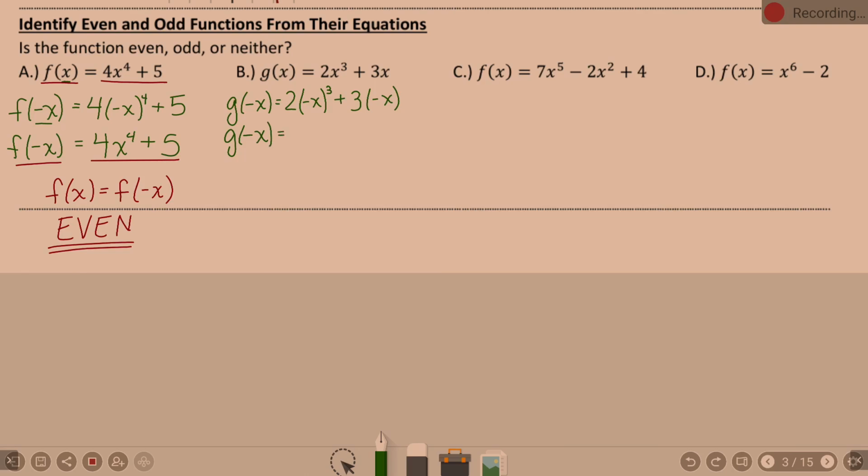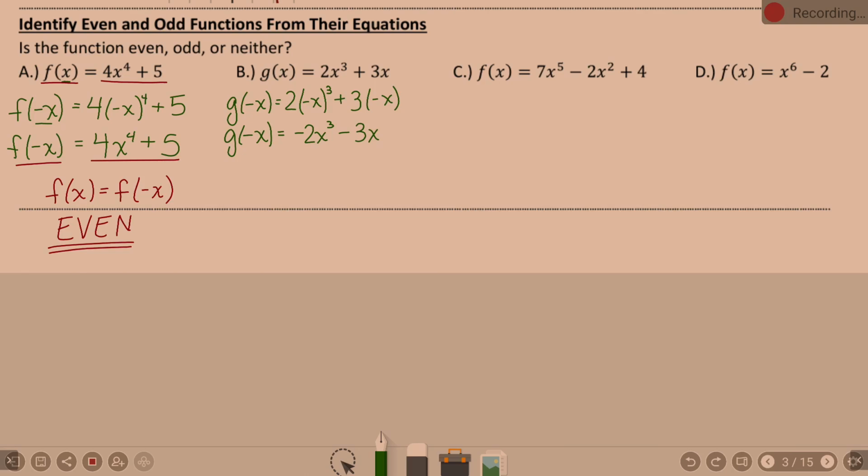What is a negative x raised to the third? So what is a negative when you have 3 of them? Still negative, right? An odd number of negatives is negative. So negative x to the third, you multiply that by 2, I'm now going to say negative 2x to the third. What's 3 times negative x? Minus 3x. Okay.